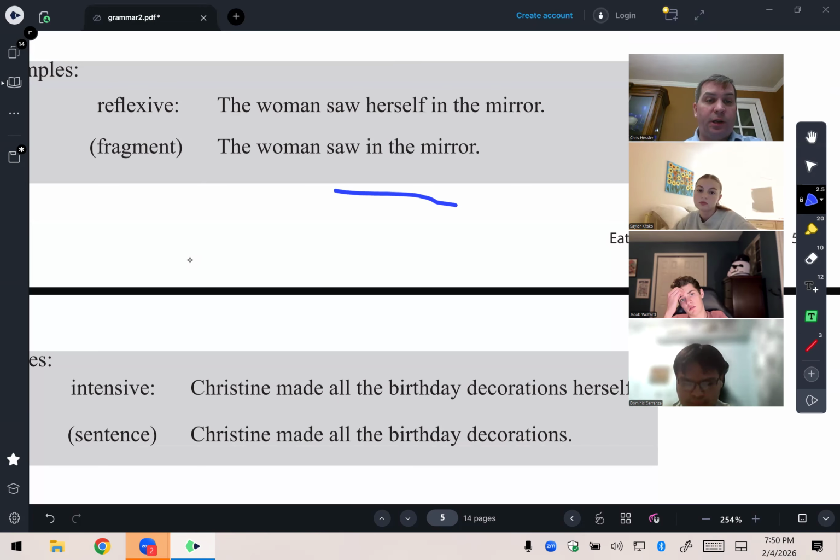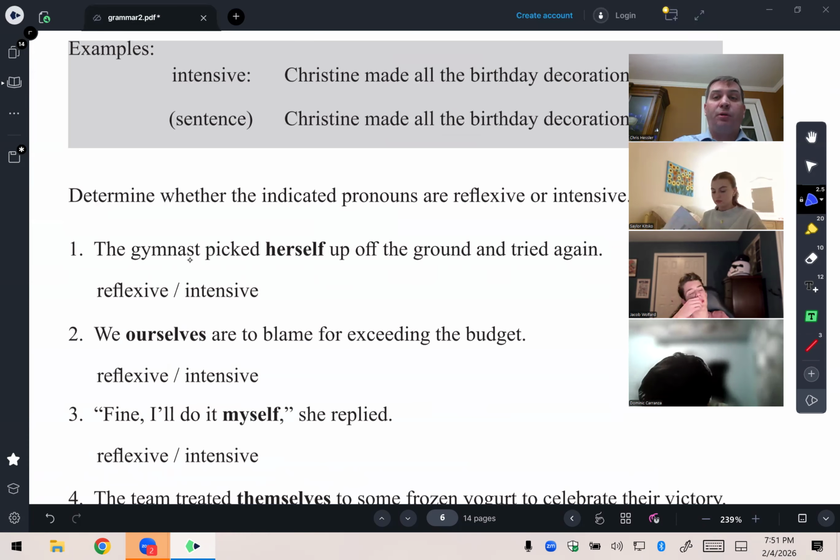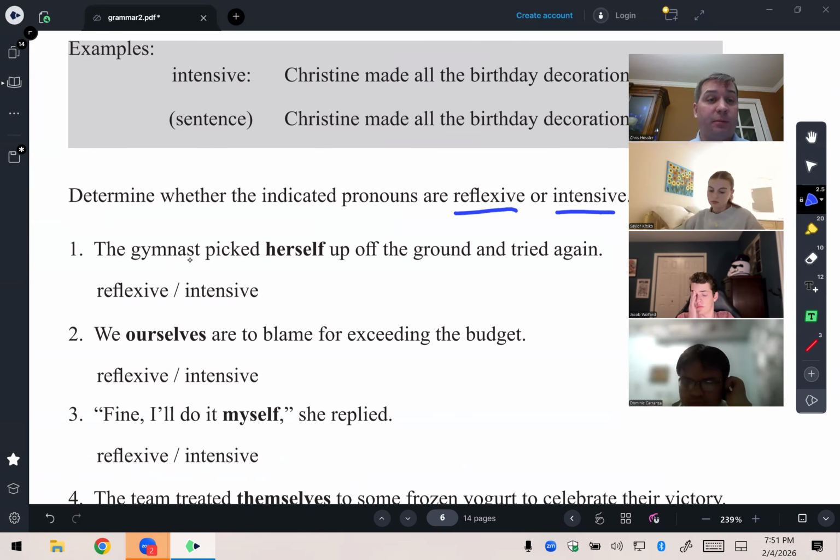All right, so we're just gonna circle whether these are reflexive or intensive, because there's only two ways that we use these pronouns, but in a moment we're gonna see how everyone misuses these, or a lot of people do. You'll definitely notice it when people do it. All right, here we go.